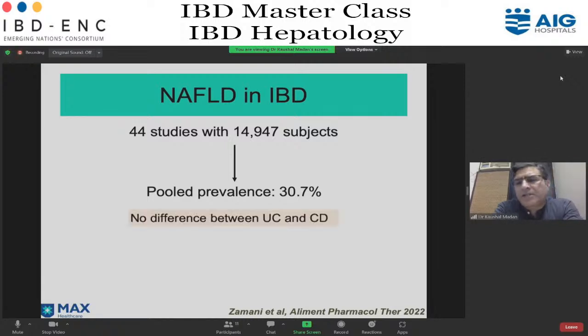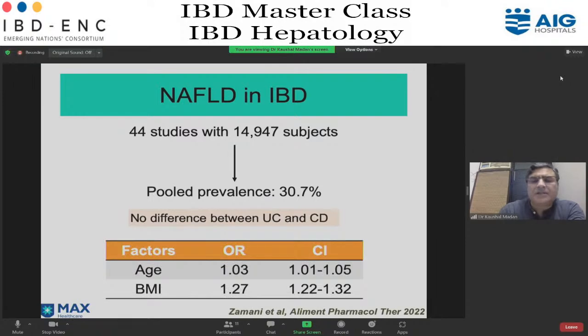So in this particular study, there was no difference between Crohn's disease or ulcerative colitis in terms of their prevalence of fatty liver. The factors which are independently associated with NAFLD in these patients were advanced age and presence of high BMI. So that's nothing surprising. This is a disease which is associated with metabolic syndrome in patients who have obesity.